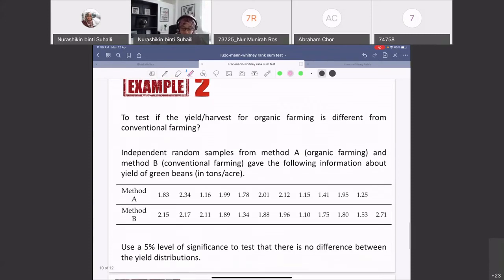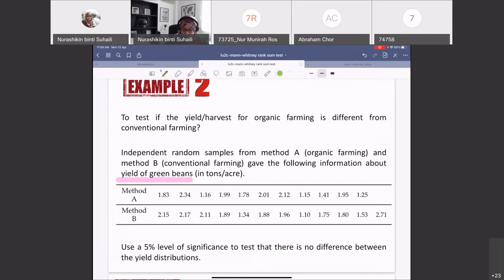But here you have to understand that particular problem. It's not that difficult to understand. Like this one, it says that they are comparing organic and conventional farming. So there are two different methods that you are required to compare. In terms of what? In terms of yield of green beans. So the problem is not that hard to understand, but you just have to delve into it. You have to understand the story of it, so that it makes sense when you want to compare.